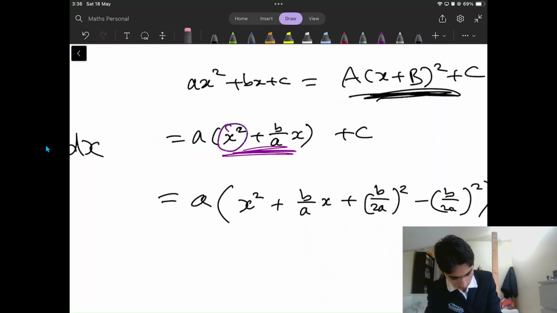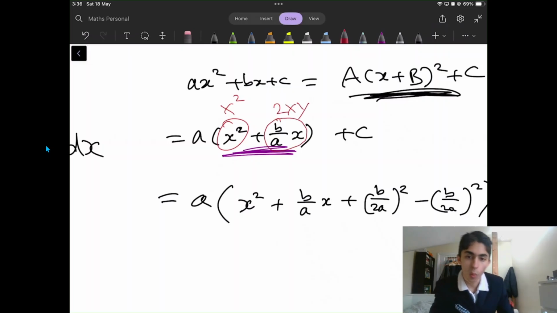Let me just make it clearer for you. That is like x squared, right? This is 2xy. We just need a y squared somewhere, right? In order to find what y squared is, we need to find out what y is. We already know that the capital X and the lowercase x are just equal to each other.